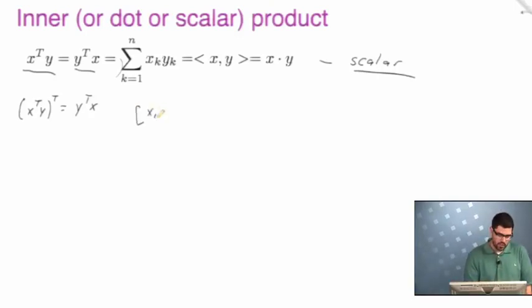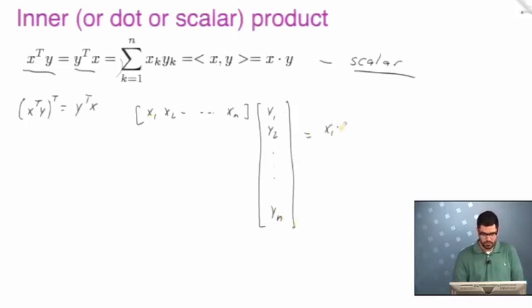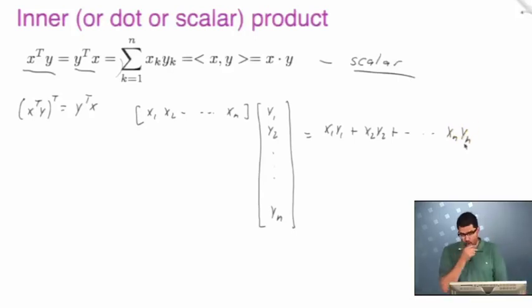So this would look like this: x1, x2, dot, dot, dot, xn, multiplied by y1, y2, dot, dot, dot, yn, and that's going to be equal to x1 times y1 plus x2 times y2 plus dot, dot, dot, xn times yn. Okay?